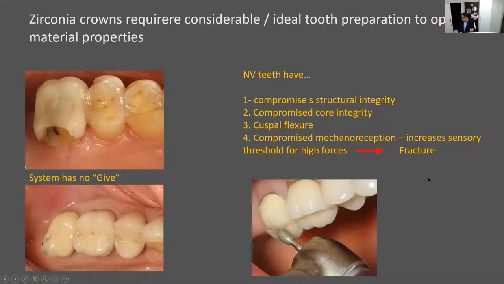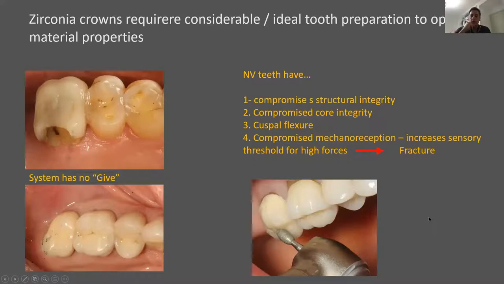So there's more chance of it fracturing, okay? I know the evidence is anecdotal, but what I find is most of the teeth that I see with zirconia crowns and root therapy are the highest in the patients presenting with root fractures. And what would be your opinion?